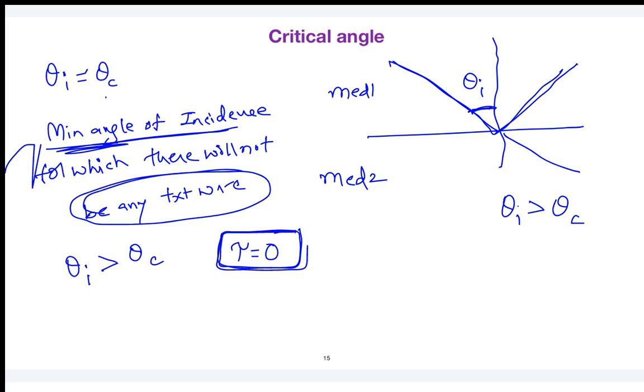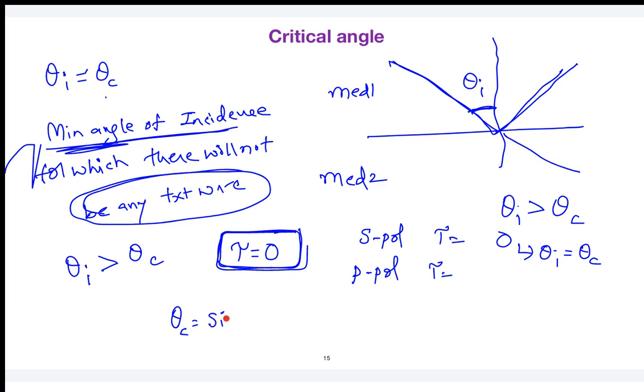So what you can do right now, take it as an assignment I am giving. You know the equation for S polarized: what is the transmission coefficient? And you know the equation for P polarized also. Equate it to 0 and find out the angle of incidence. That is nothing but your critical angle. You are going to get this equation: theta C equals sine inverse of root of epsilon R2 by epsilon R1, if you consider both mediums to be ideal dielectrics.